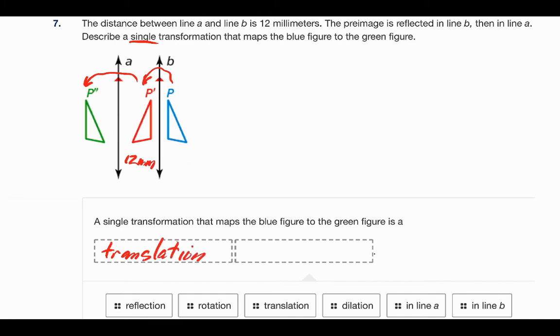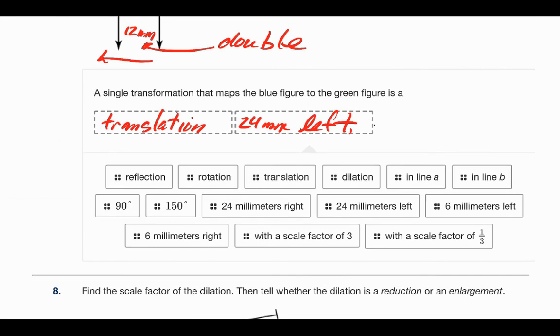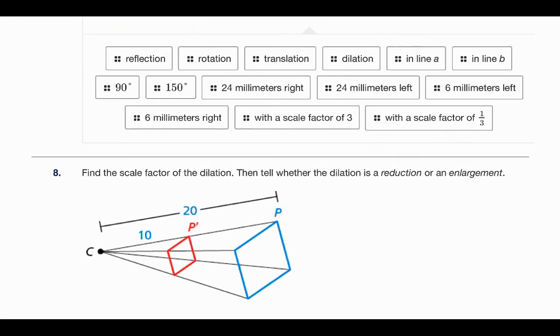And remember, when they say it's a single one, you double the 12 millimeters. So we're going to double that, which means we're going to go 24 millimeters. And which way did I go, people? I went left. Make sure you pay attention to that, because if you put right, which is one of your choices there, it would be marked wrong. So be careful with that.